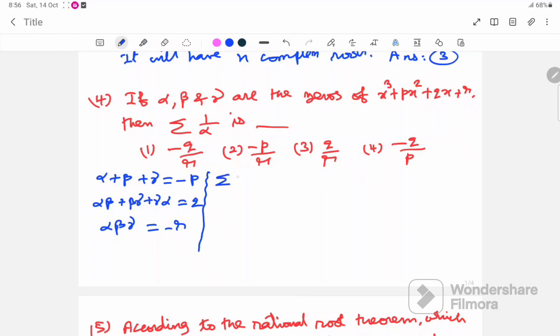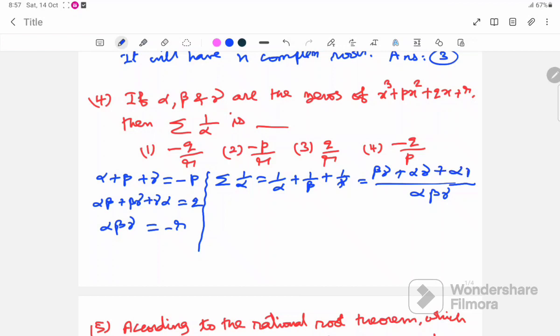Now, sigma 1 by alpha is equal to 1 by alpha plus 1 by beta plus 1 by gamma. Now, here we can take the LCM: beta gamma plus alpha gamma plus alpha beta over alpha beta gamma. This numerator is q, the denominator is minus r, hence it is minus q by r. It is there in option 1. So option 1, minus q by r.